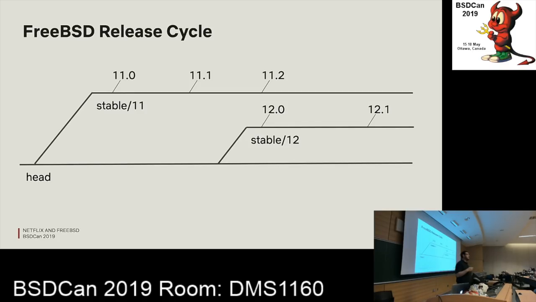All code gets committed, almost all code. There's a few exceptions, but almost all code gets committed to the head branch and then gets backported to one or more of the stable branches. And that's how you get code into those stable branches that may eventually form part of one of the minor releases.